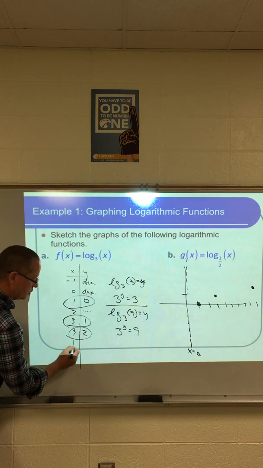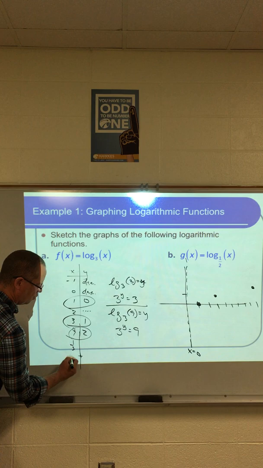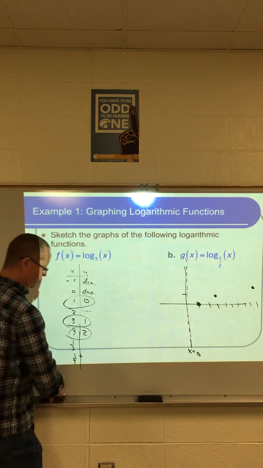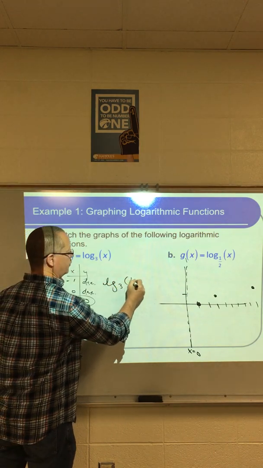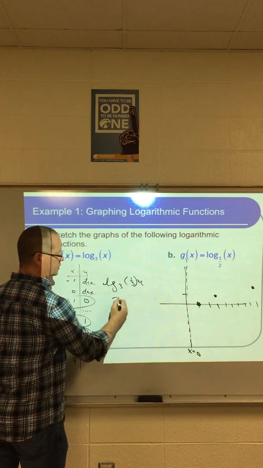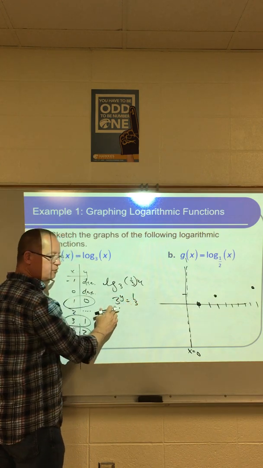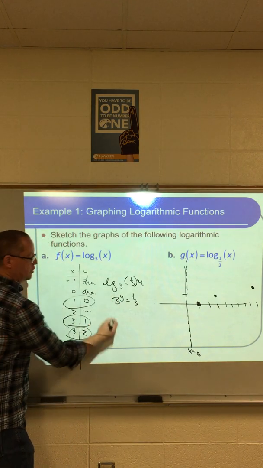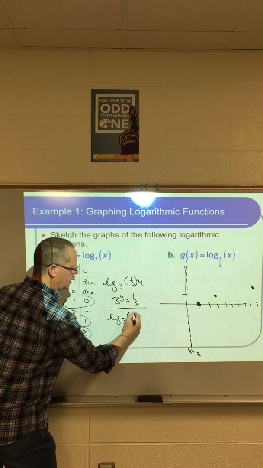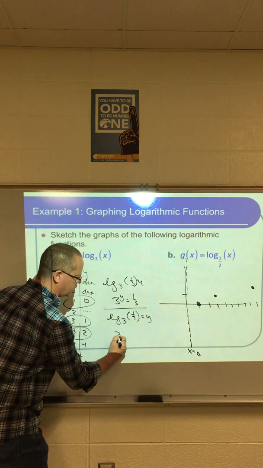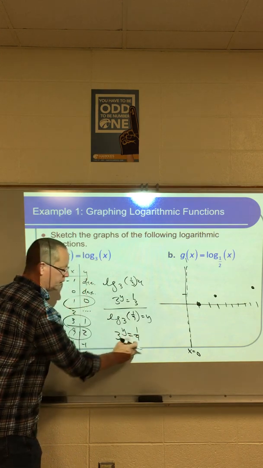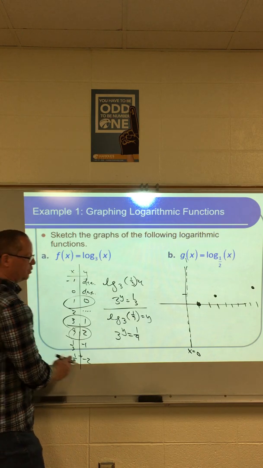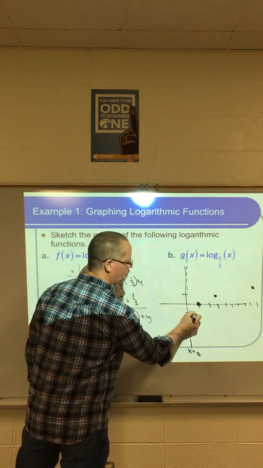Here's a couple of more points on the graph. If I plug in a 1/3 and a 1/9, let's plug those in and see what kind of y's come out from there. If I say log base 3 of 1/3 is supposed to equal y, that says 3 to the y is equal to 1/3. How do I flip a base over? I make the exponent negative. Y would be a negative 1 there. And the same thing if I plug in a 1/9 there. It's saying 3 to what power not only flips it over, but squares it. That would be a negative 2. So here's 2 more points on the graph. (1/3, -1).